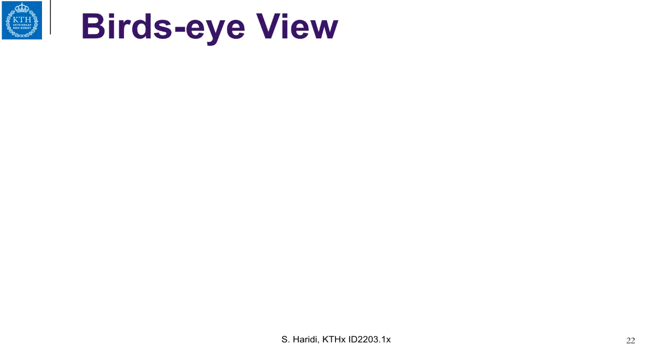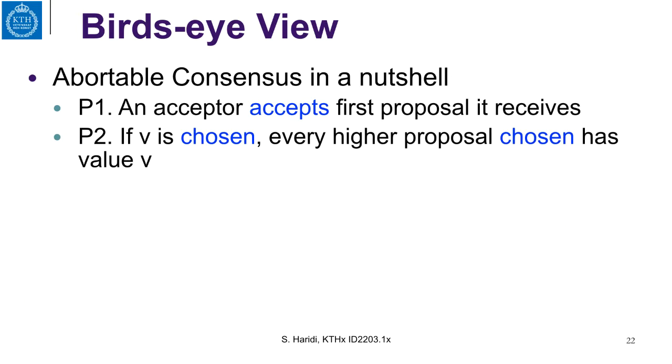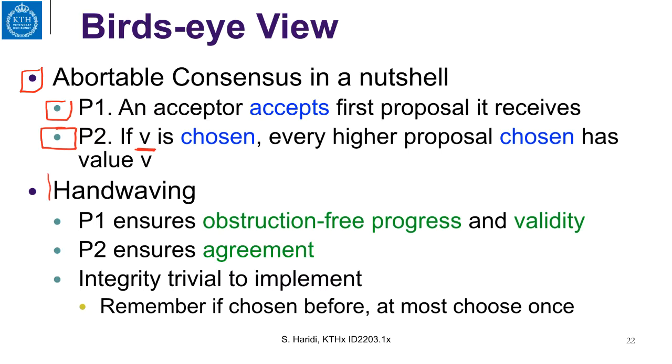So just to give a bird's eye view of the algorithm about abortable consensus, we have these two conditions. P1: acceptors always accept the first proposal they receive. Second, P2: if a value V is chosen, every higher proposal chosen has the value V. Informally, P1 ensures obstruction-free progress and validity, because what you decide is one of the values proposed by the proposers. P2, if we can implement it, ensures agreement.